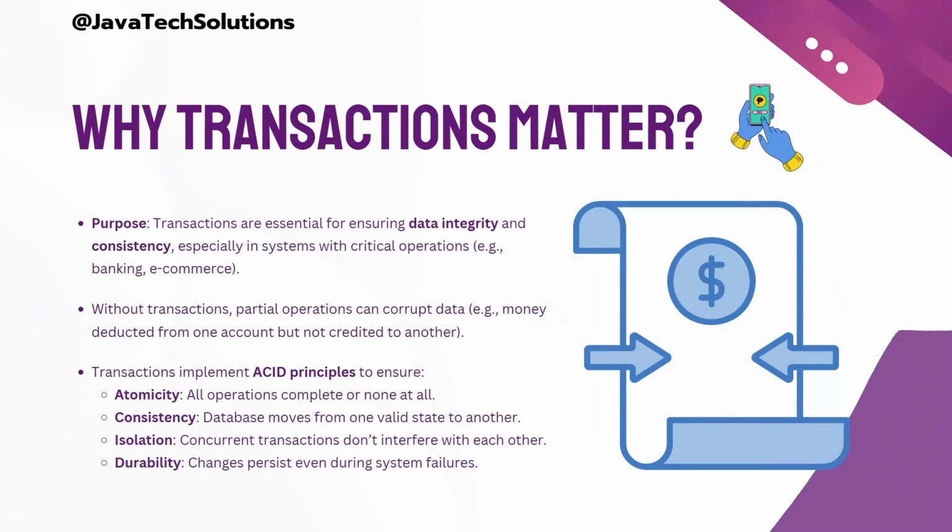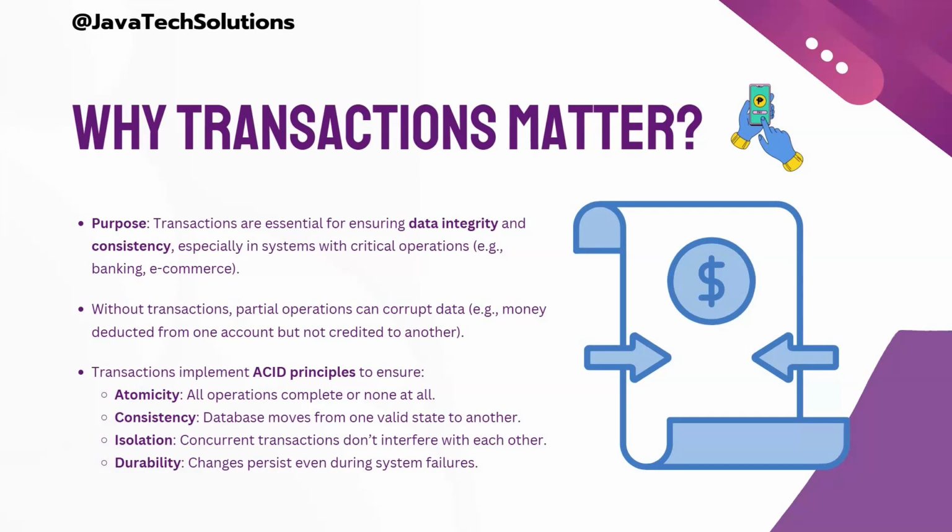Let's say you are transferring money between two bank accounts: account A is debited and account B is credited, right? If something goes wrong between these two steps, like a network failure or an unexpected error, your application must ensure that both operations succeed or none at all. This is called atomicity, a key property of a transaction, right?